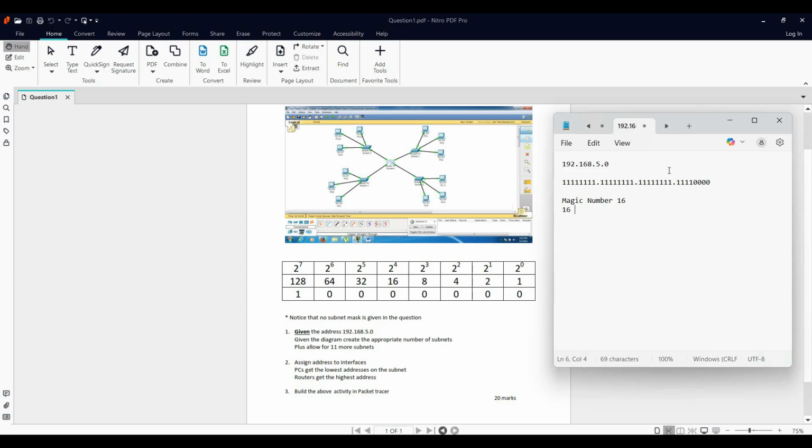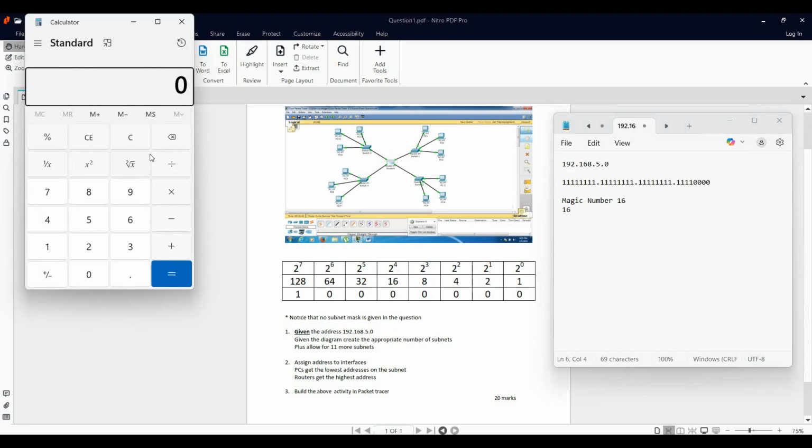Alright, so let's just subnet this. To subnet this, we have to add 1, 2, 3, 4. Alright, just put up our calculator. 128, let me clear that. 128 plus 64 plus 32 plus 16. Alright, so that's our subnet, 255.255.255.240. So this would be a slash 24, 25, 26, 27, 28, slash 28 network. Right, so that is our network.